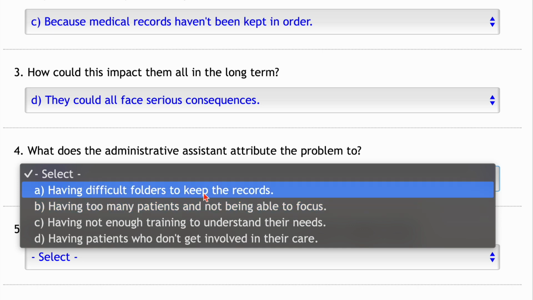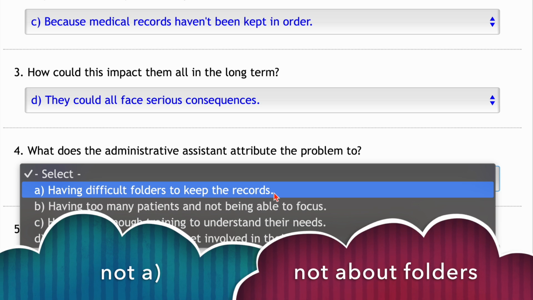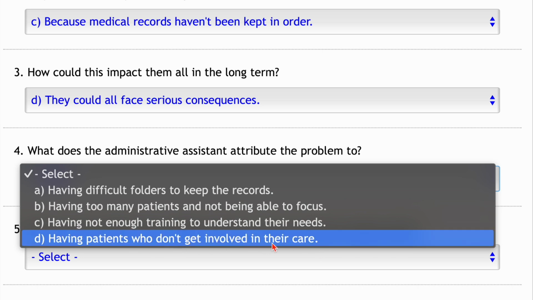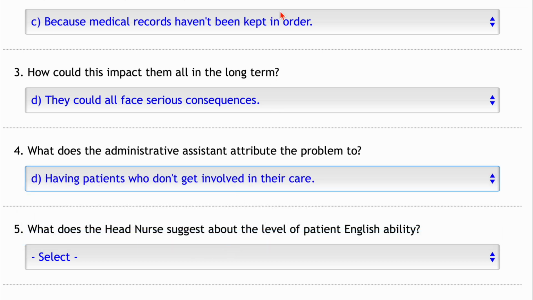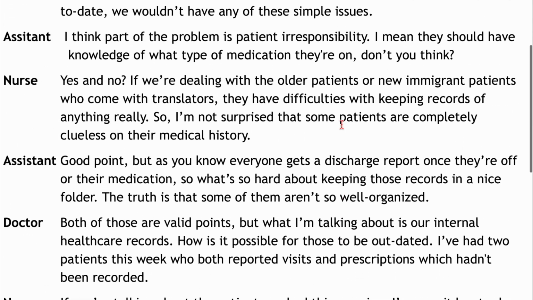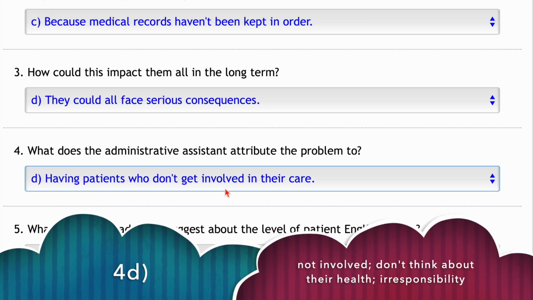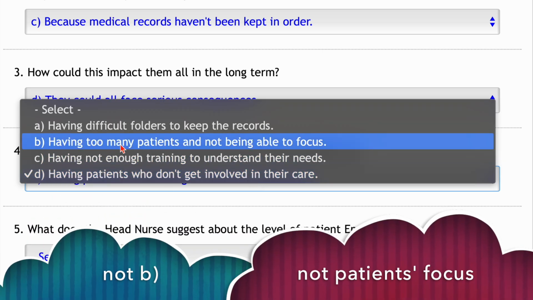Well, maybe B, but actually, definitely not A. She didn't talk about folders. Okay? So, not A. Having too many patients and not being able to focus, having patients who don't get involved in their care. I think it's D because she mentioned patient irresponsibility. Let's make sure here. I think part of the problem is patient irresponsibility. I mean, they should have knowledge of what type of medication they're on. So they don't get involved or they don't know about their records. That means irresponsibility there. So they don't get involved. They are irresponsible. Not too many patients.